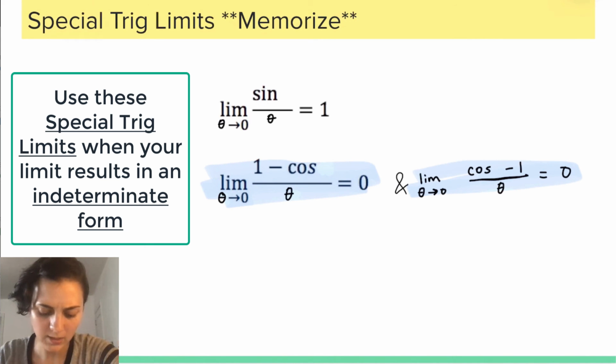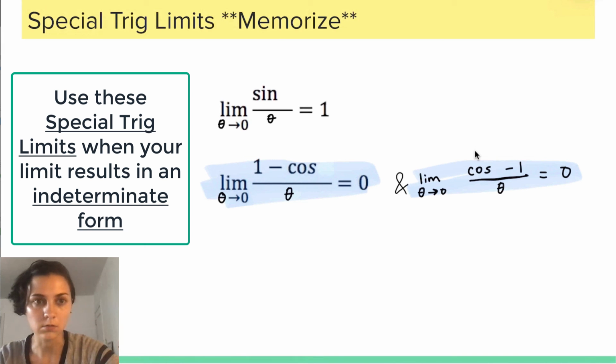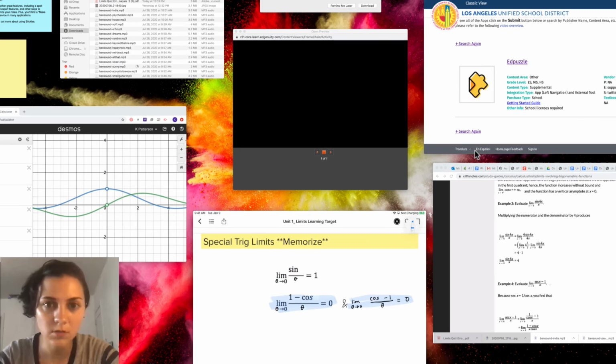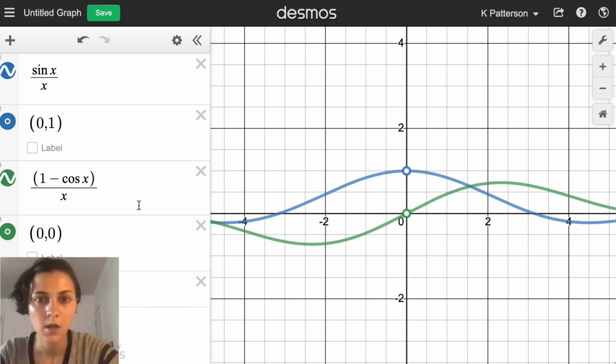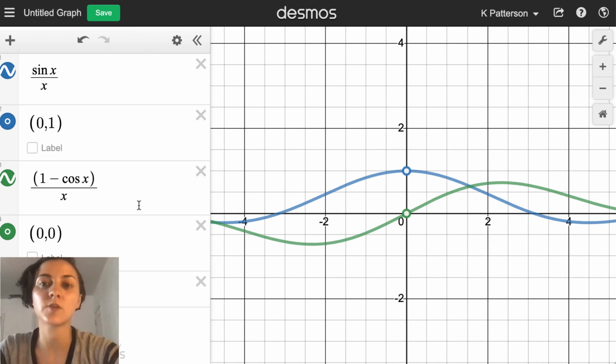Both of the limits are approaching 0, so it says theta approaches 0, and then we just have one with sine and one with cosine. I do want to flip real quick to Desmos. Here you are. So you can see what these graphs look like.